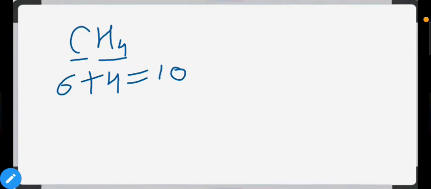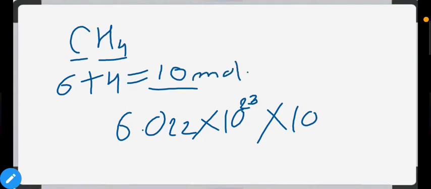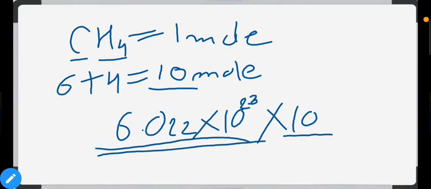So here we have a total of 1 mole of methane. That means you will get a total of 10 moles of electrons, because 1 mole of methane is equal to 10 moles of electrons. And if you want to find the number of electrons, then you have to multiply 1 mole, 6.022 into 10 raised to 23, with 10. Okay, because we have a total of 10 moles of electrons per 1 mole of methane. So that means you have to multiply 10 with Avogadro's number and you will get your answer.